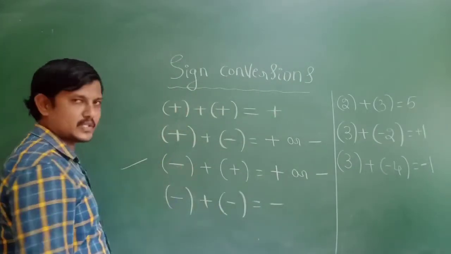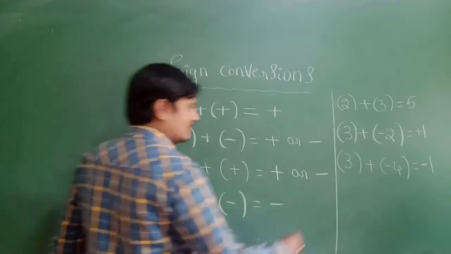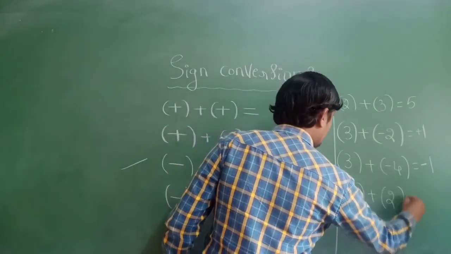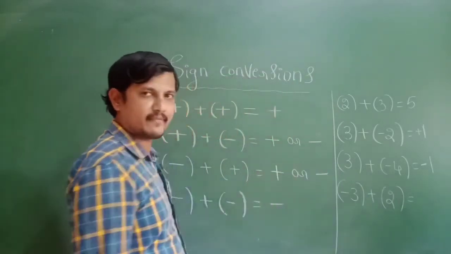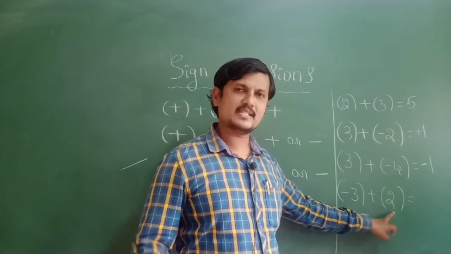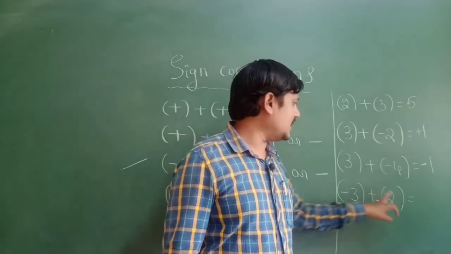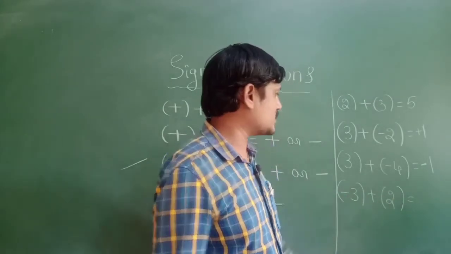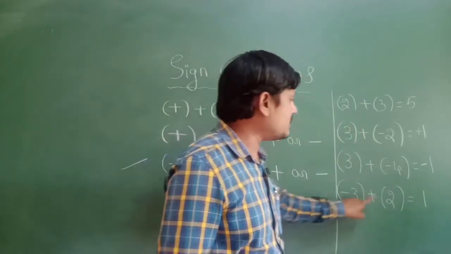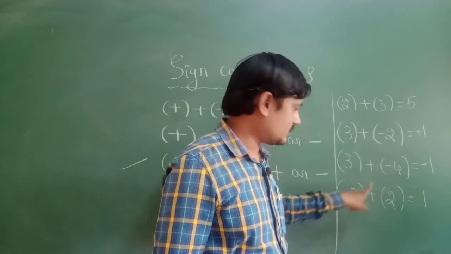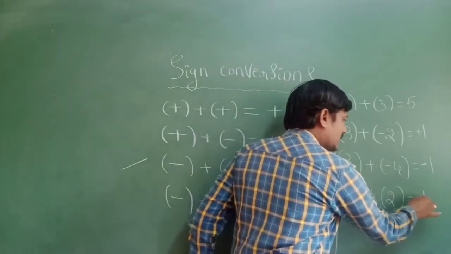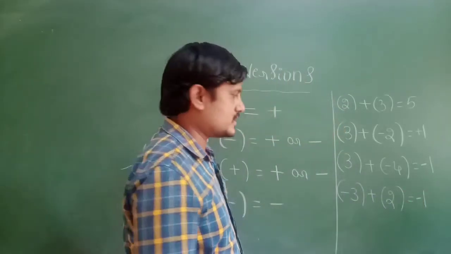Next, the third one. It is also the same thing. If we consider here minus 3 plus 2, both signs are different. One is negative, another is positive, which means we subtract 3, 2. Minus 3 plus 2 is 1. Positive or negative? Which is the bigger one? 3. What is the sign of the 3? Minus. Therefore write minus here.